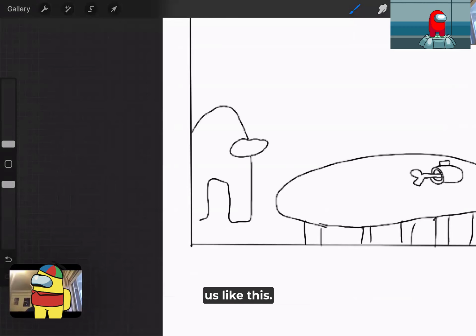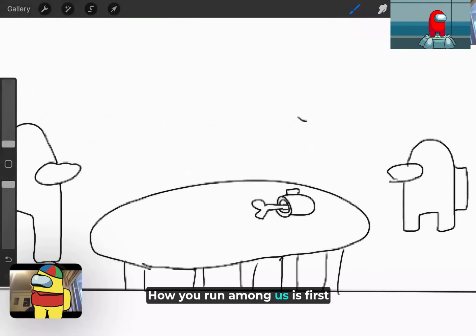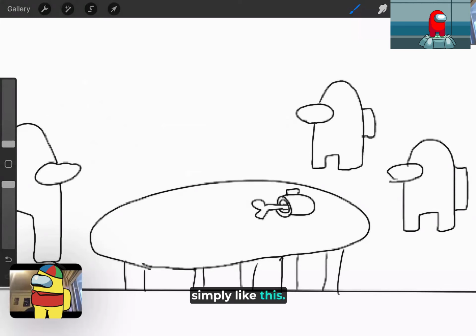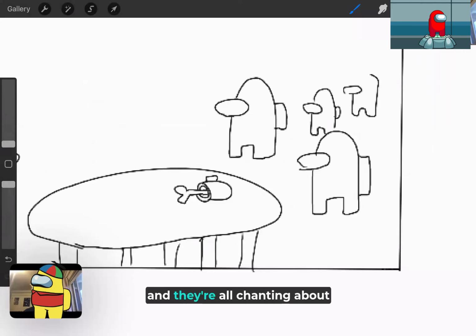You draw a basic Among Us like this, and now you draw multiple of these. It's simple. How you draw an Among Us is first just draw an oval, then I can go down and draw an N like this. These are the legs. And I connect these up here and I draw a backpack simply like this. It's simpler than drawing an anime face. Now you draw multiple Among Us. And they're all chanting about the French Revolution.